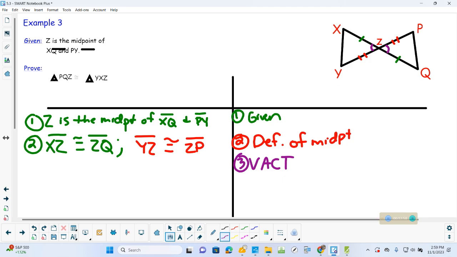Okay, vertical angles, of course. I can't just say angle Z is angle Z. I'm going to have to use the 3 letters. I'm going to call angle XZY. And then I'm going to call the other one PZQ.